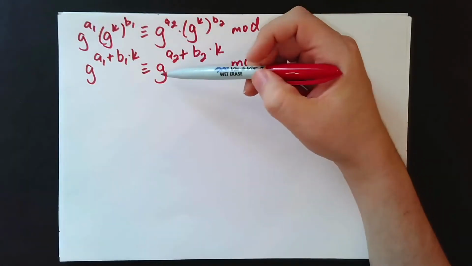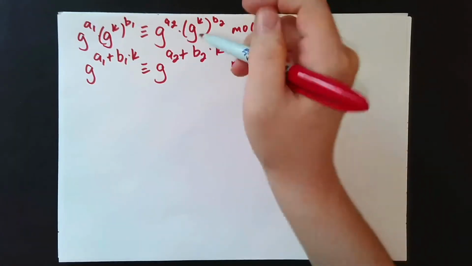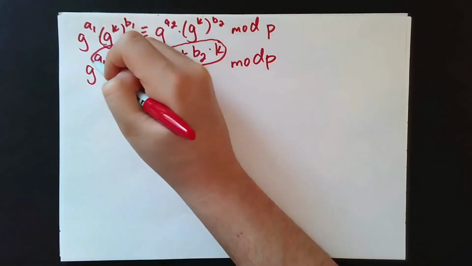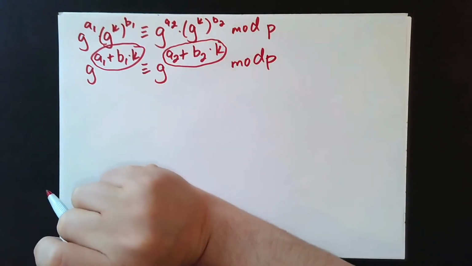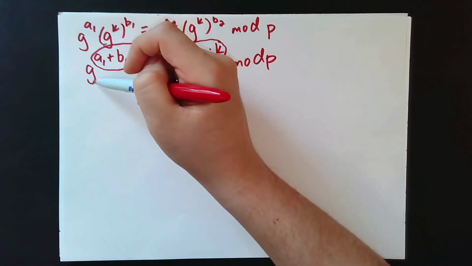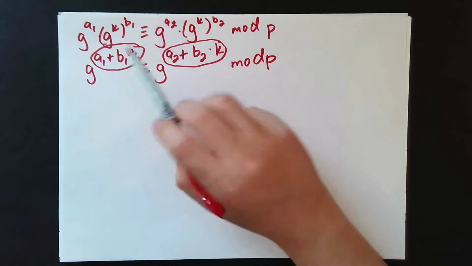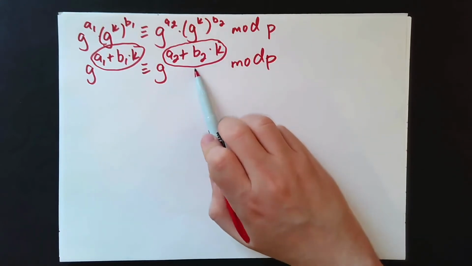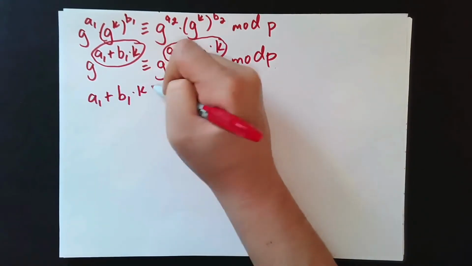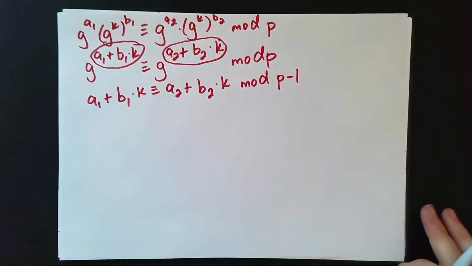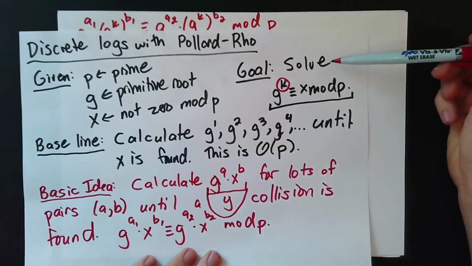Now, remember this g is a primitive root, which means that the exponents effectively have period p minus 1, because a primitive root is something where the period of g to the x is p minus 1. So if these two numbers are equal mod p, their exponents are actually congruent mod p minus 1. And remember I said the goal here was to generate an easier to solve congruence.